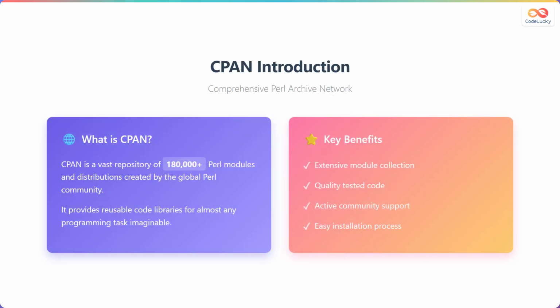The Comprehensive Perl Archive Network, commonly known as CPAN, represents one of Perl's greatest strengths. CPAN hosts over 180,000 Perl modules and distributions created by developers worldwide. This vast repository provides reusable code libraries for virtually any programming task imaginable. CPAN modules undergo rigorous testing and quality assurance processes, ensuring reliable and well-documented code.